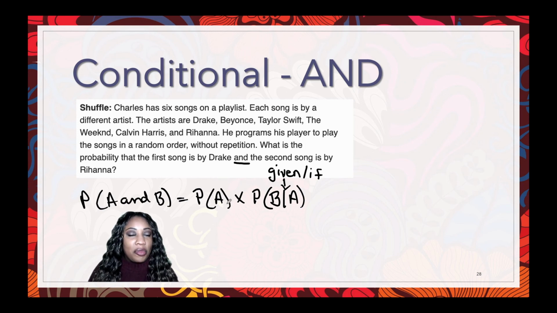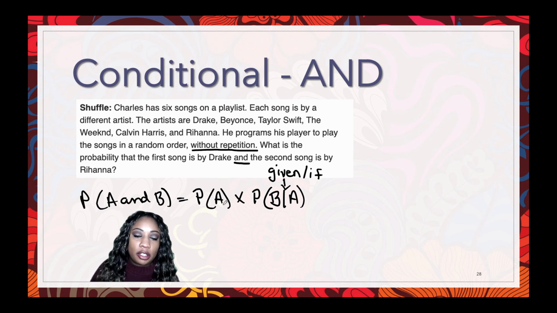So now let's read the question. Charles has 6 songs on a playlist. Each song is by a different artist. The artists are Drake, Beyonce, Taylor Swift, The Weeknd. I didn't know you spelled his name like that. Anyway, Calvin Harris. If you don't know who he is, you're probably too young. And Rihanna. All right, he programmed his player to play the songs in random order, again, without repetition.